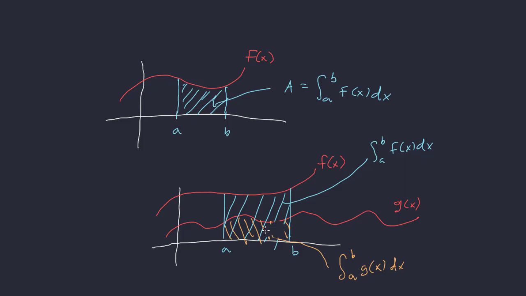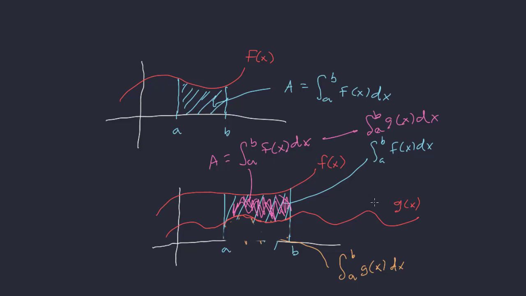So if I were to subtract that, what we're left with is just here, and I'll make that just in pink. In pink, that area is going to be the larger area that we got from f of x minus the smaller area that we got from g of x. So it really is, you just take the integral of f and you subtract the integral of g.